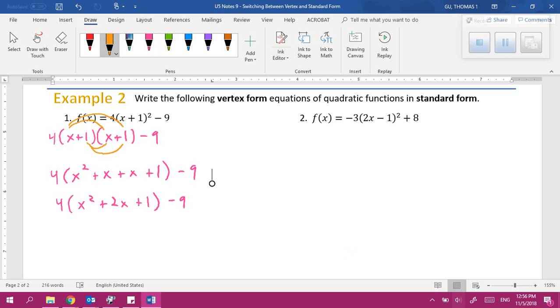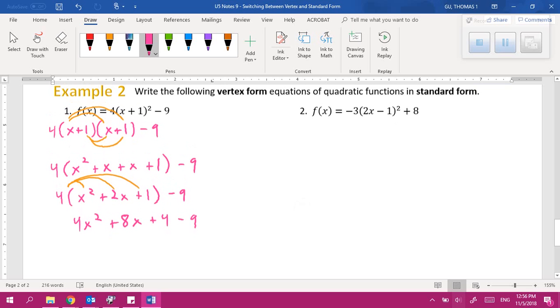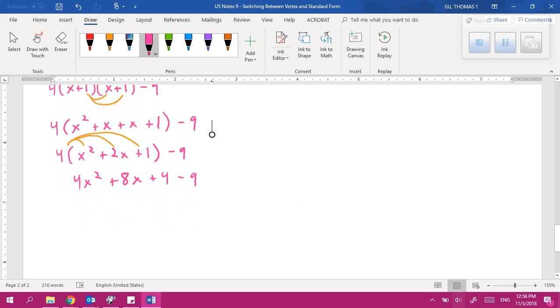What's the next step? Distribute, that's right. Like this. 4x squared plus 8x plus 4 minus 9. Wait, 4 times 1 is 4. And so what is the very last, what's your actual equation then? 4x squared plus 8x. What's your answer that you're going to write? f of x equals 4x squared plus 8x minus 5. That's right.